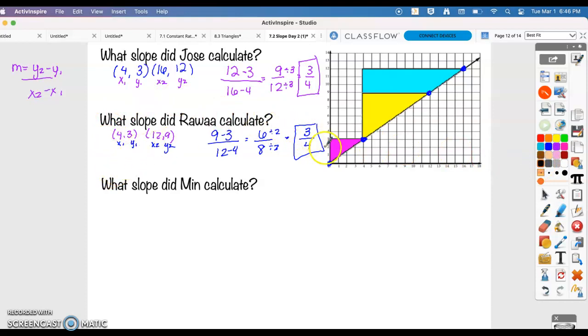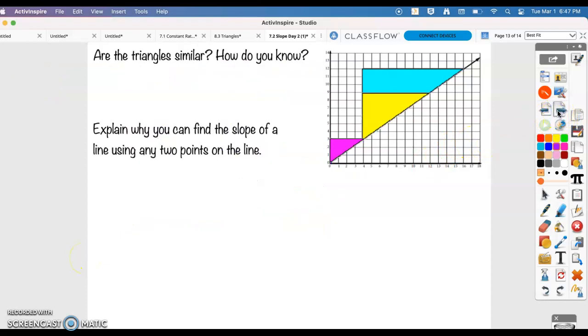So let's now do Min. So Min has these 2 points right here. So she has a point of 0, 0. And then this point right here is 4, 3. So again, I've got x1, y1, x2, y2. Going to plug into our formula. We have 3 minus 0 over 4 minus 0. So 3 minus 0 is 3. 4 minus 0 is 4. 3 over 4. They're all the same. So that brings me to this question. Are the triangles similar? How do you know?